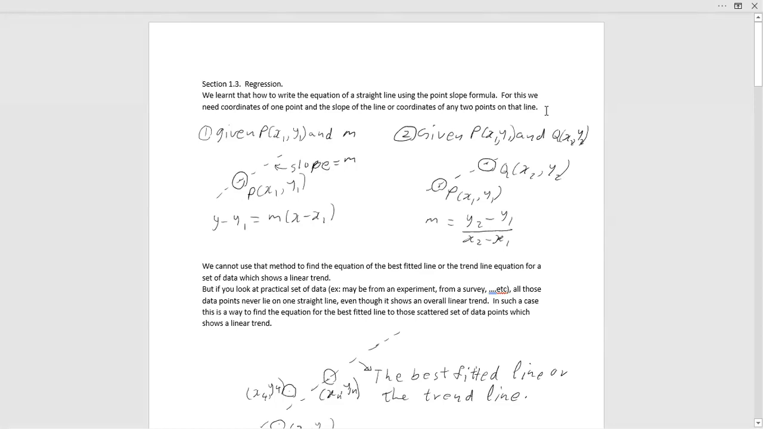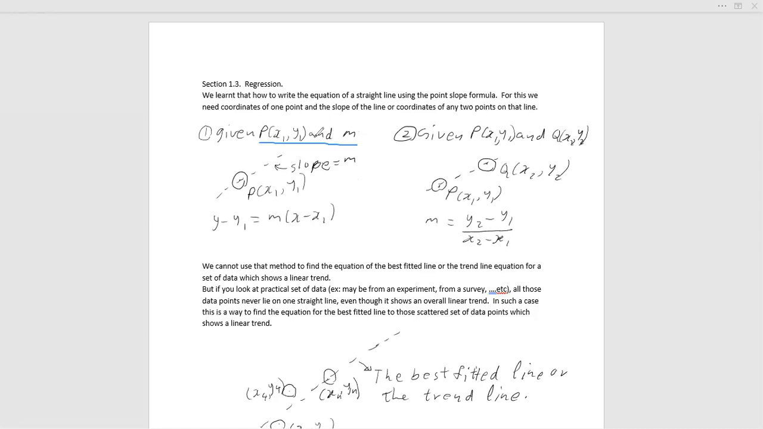Hi class, I'm going to discuss section 1.3, regression. We already learned how to write the equation of a straight line given the coordinates of one point and a slope, or given two points. Anyway, to write the equation of a line, we have to have the slope and the coordinates of one point. Right?